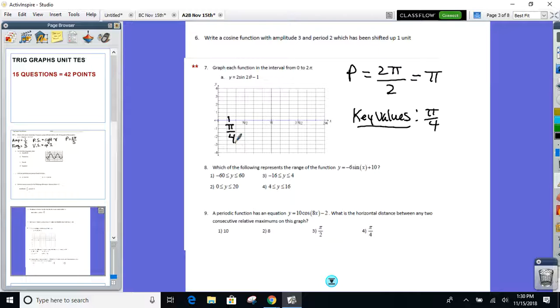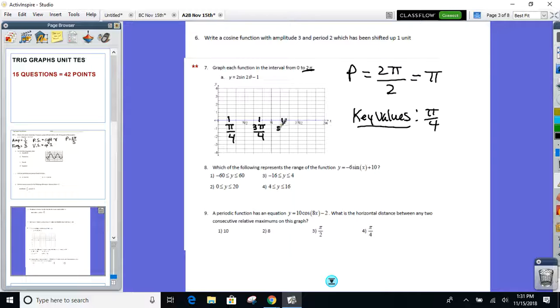So if pi over 4 is the first one, what's the next one? Which would be what? 2 pi over 4 reduces down to what? You're correct. Reduces down to what? Pi over 2, that's already on there. Keep going. So you got 1 pi over 4, 2 pi over 4, 3 pi over 4, halfway in between still. What's the next one? Pi, 4 pi over 4. Yep, keep going because I got a graph to 2 pi.